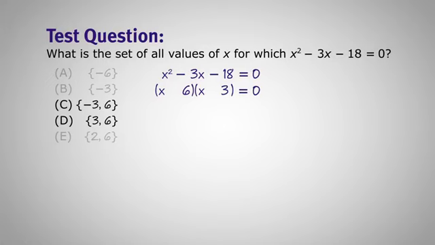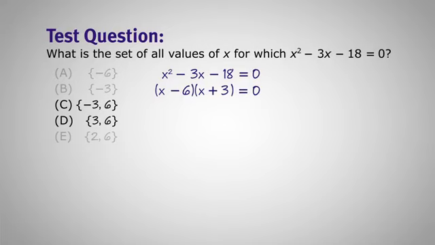Our last term, 18, is negative, which means that both of the signs in our binomials must be different. One negative, one positive. Move to the middle term in order to determine where those signs go. Our middle term is negative, which means that the negative sign must go along with the larger number. So our binomials are going to read x minus 6 times x plus 3 equals 0.